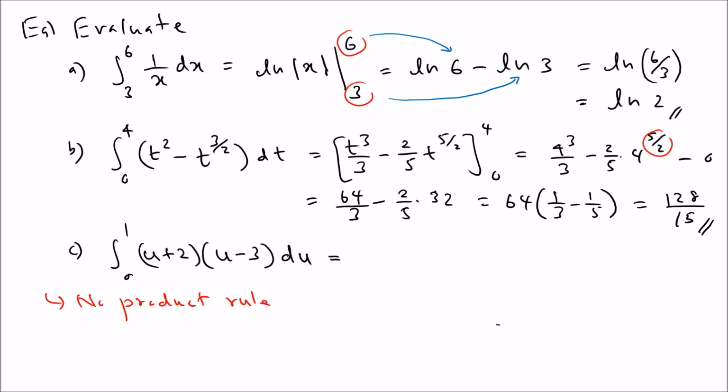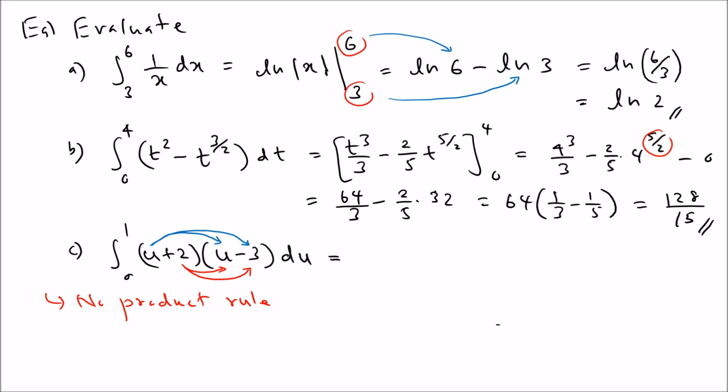No product rule in integral calculus. So therefore, what you're going to do is expand. We can distribute it. You're going to multiply through: start with the first one, multiply with the 2, and then start with the other one, multiply with the 2. That's what we do. Or you can use FOIL.